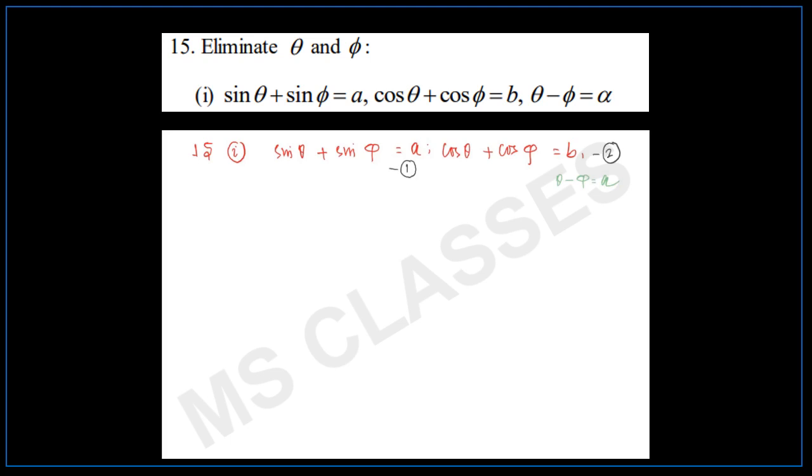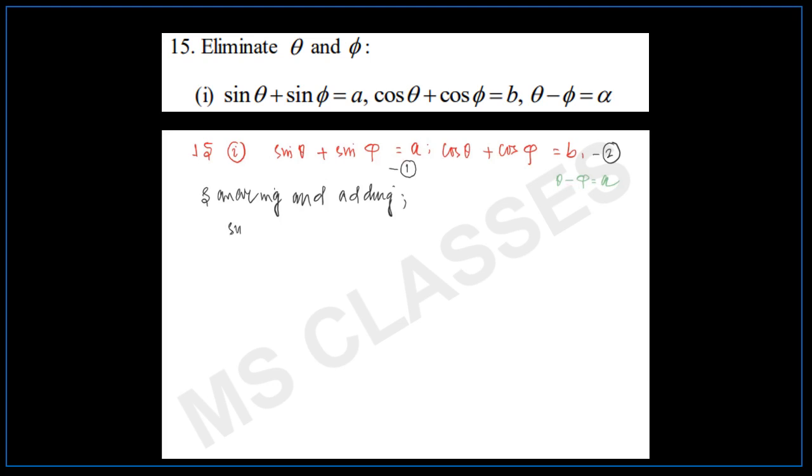Now let's square and add. Why are you doing squaring and adding? Because when you square the first expression, children, you will understand that you get sine theta sine phi. Here you get cos theta cos phi. So if I add them up, then you'll be getting what? Cos A cos B plus sine A sine B, that will be cos A minus B.